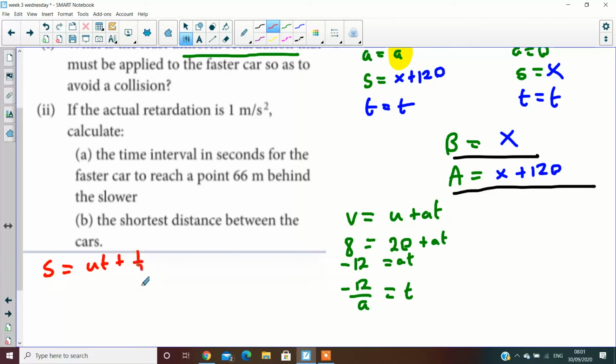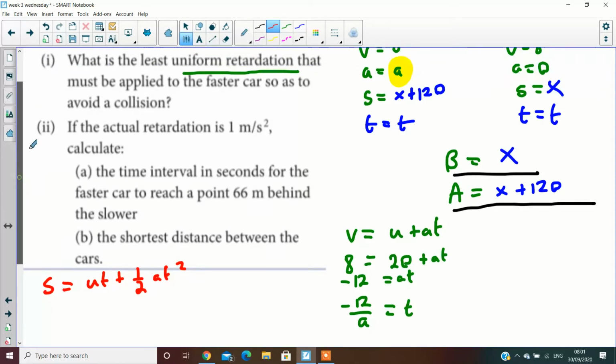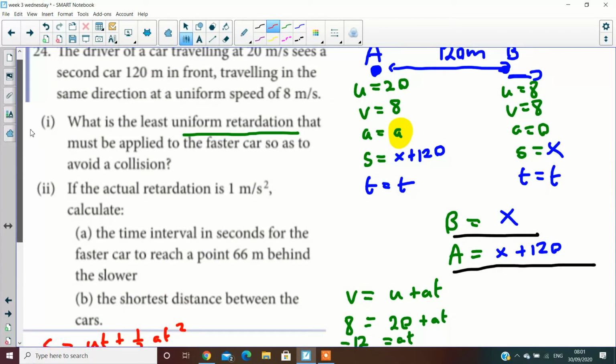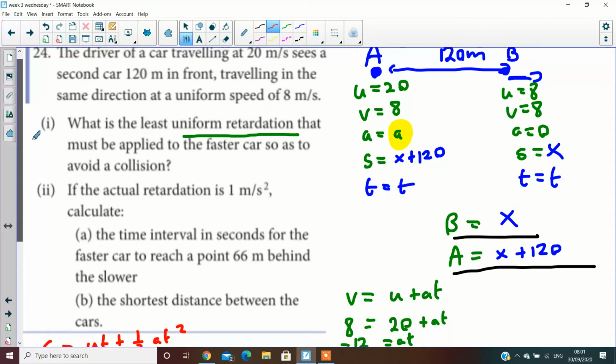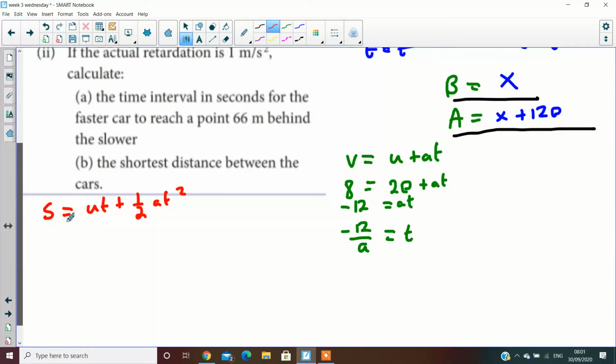If I'm in an exam, I want to get the easy money first. Which one's the easy money? Data set B or data set A? B is the easy stuff, okay? So I'm going to go for x equals u, which is 8 times t, plus a half, no acceleration, t squared. I'm just going to say x equals 8t. Could be worth 5 marks instead of spending ages on the other one. Okay.